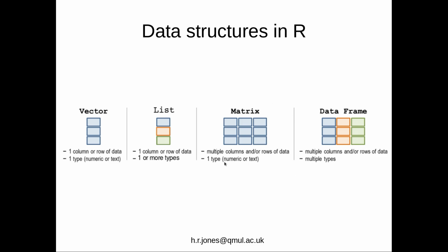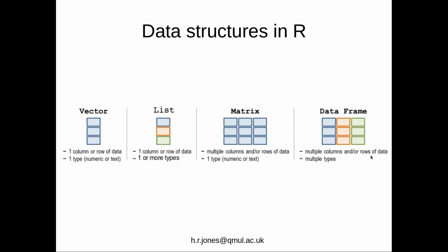A matrix we won't really talk about here, but you may come across it, is basically like a 2D version of a vector. So instead of just having a single row of data, you have rows and columns of data, but they're all the same type. So they're either all numeric or all character or all logical.